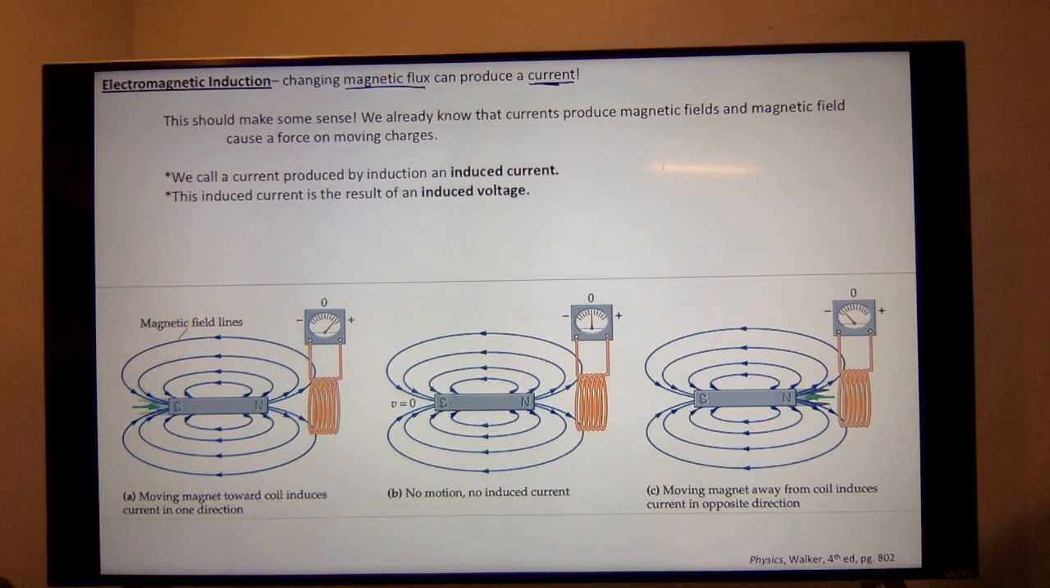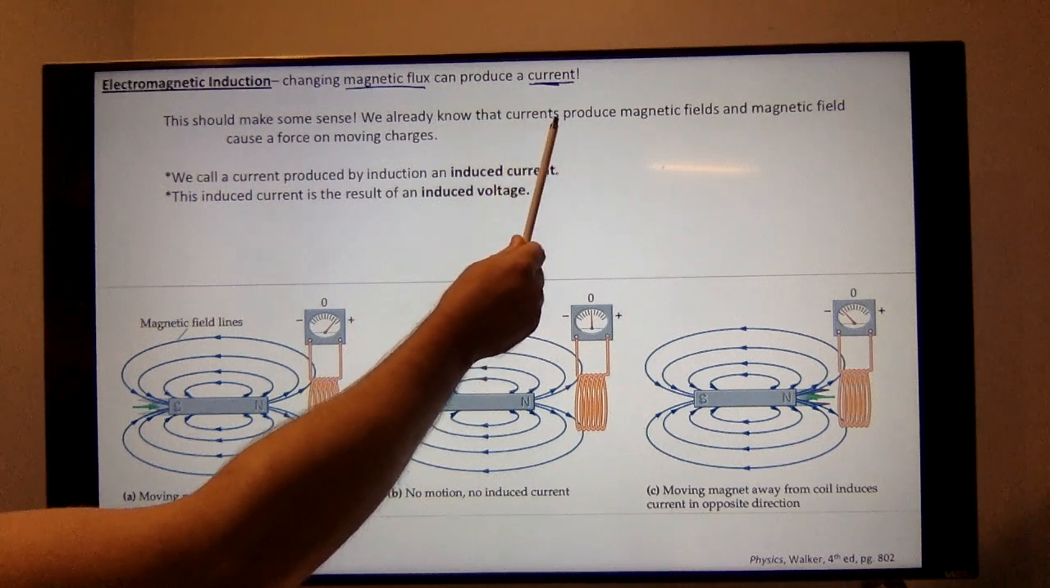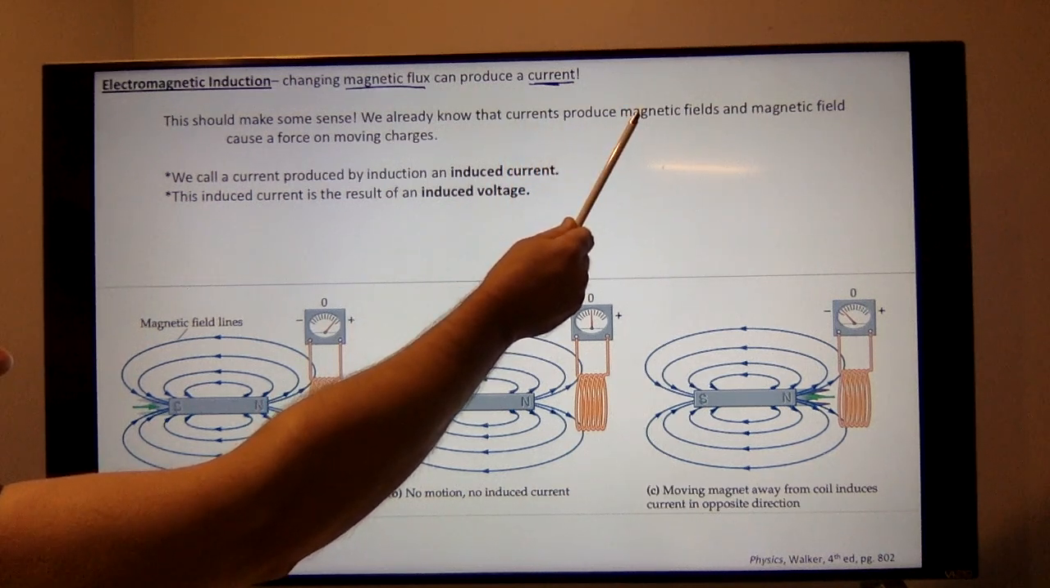And if you think this through, with everything we've talked about with magnetic fields, this should start to make a little bit of sense. Notice it says here that currents, moving charges, produce magnetic fields.